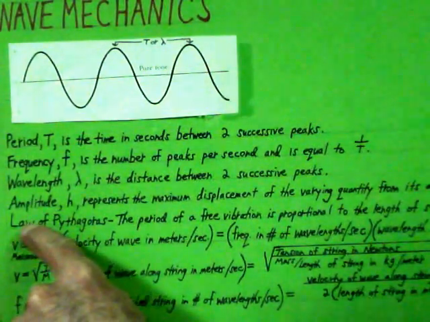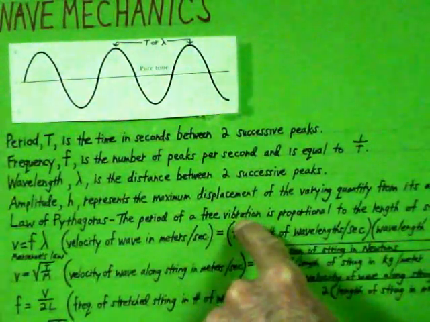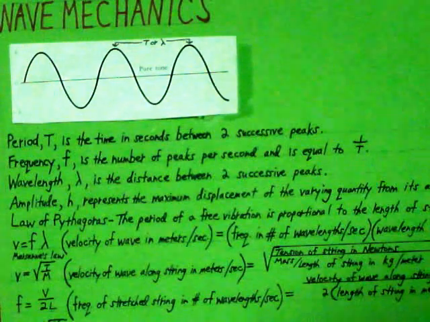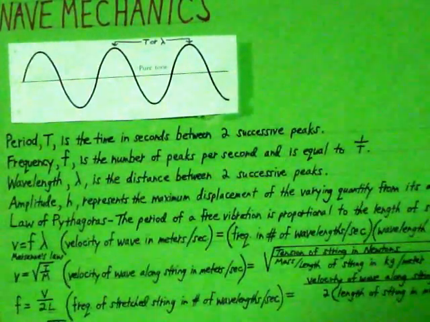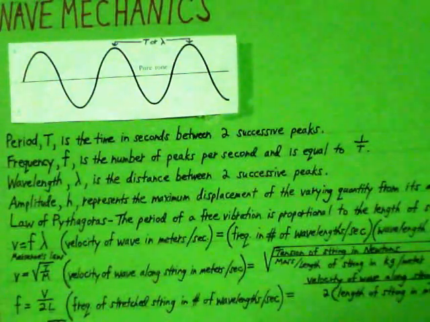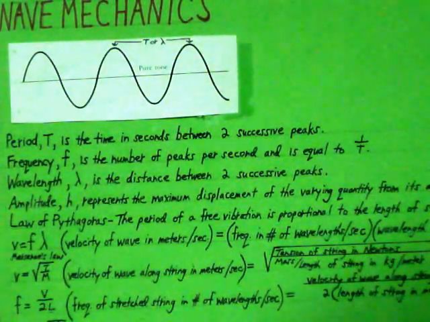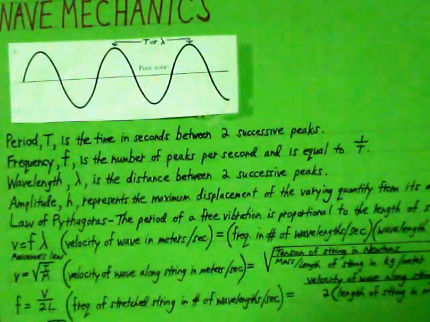Here, this is the law of Pythagoras. The period of a free vibration is proportional to the length of string which vibrates. So what does this mean? It means that in order to get higher notes on a single string, just reduce the length of the string that vibrates. Guitarists do this by fretting higher up the neck to make a higher pitch. That's pretty basic.